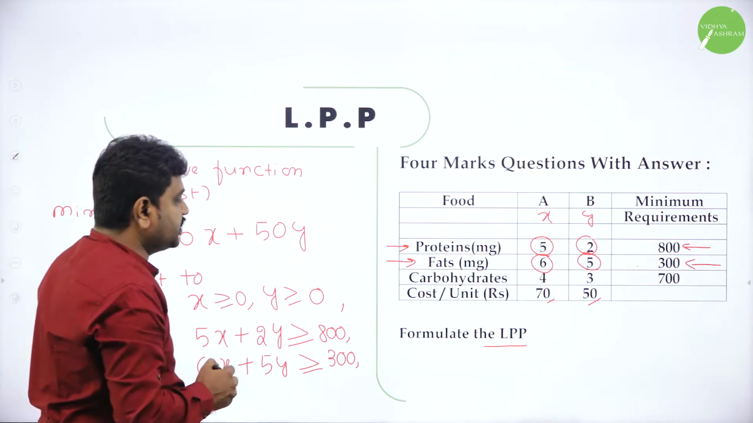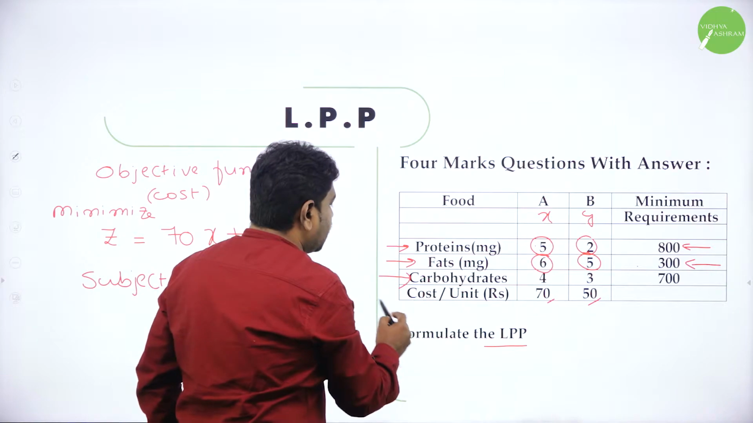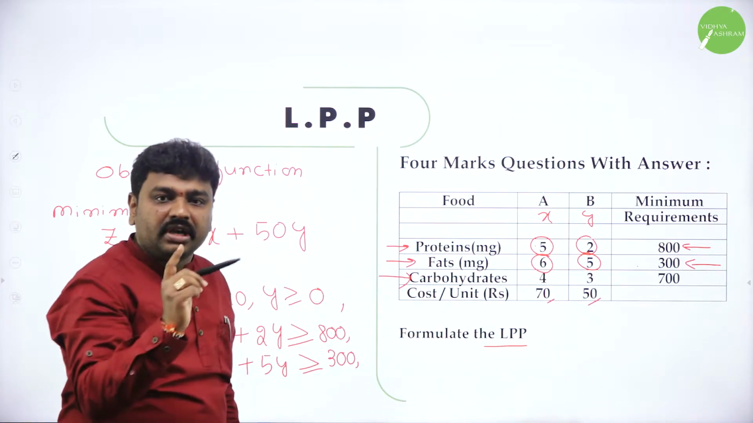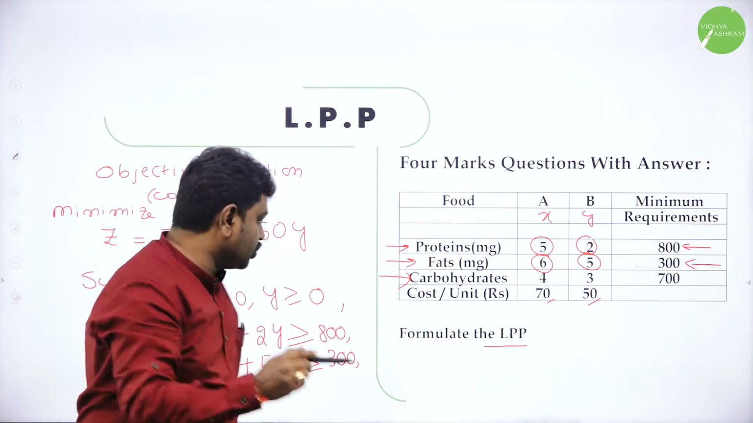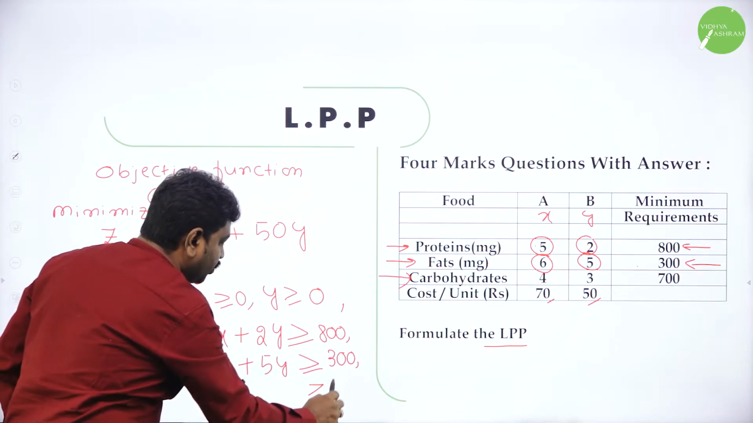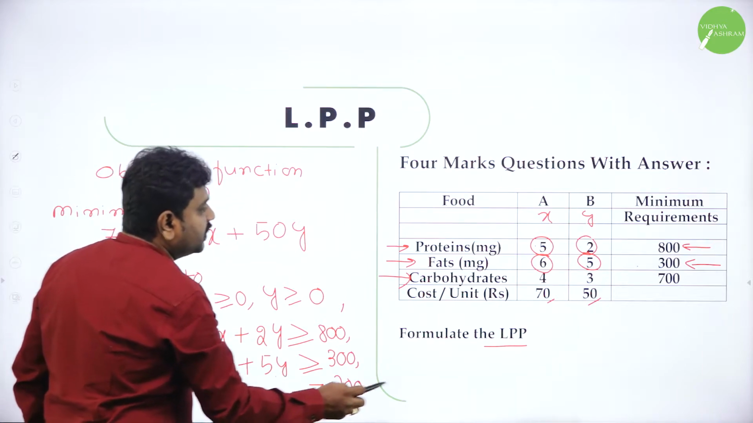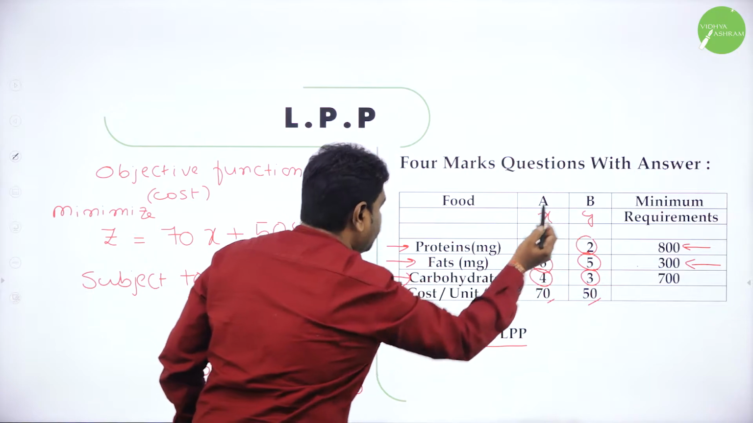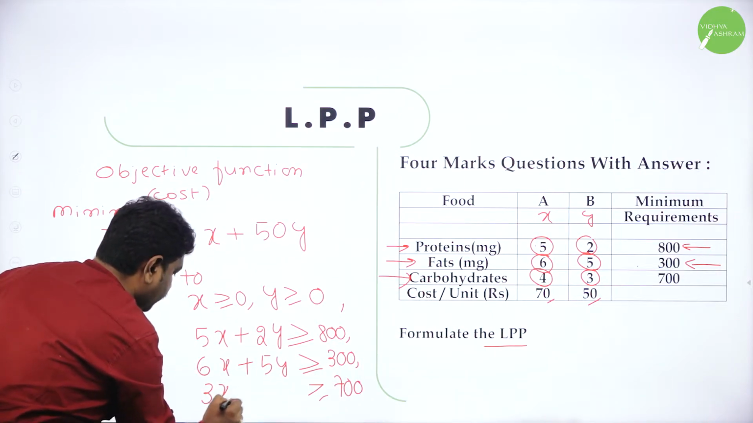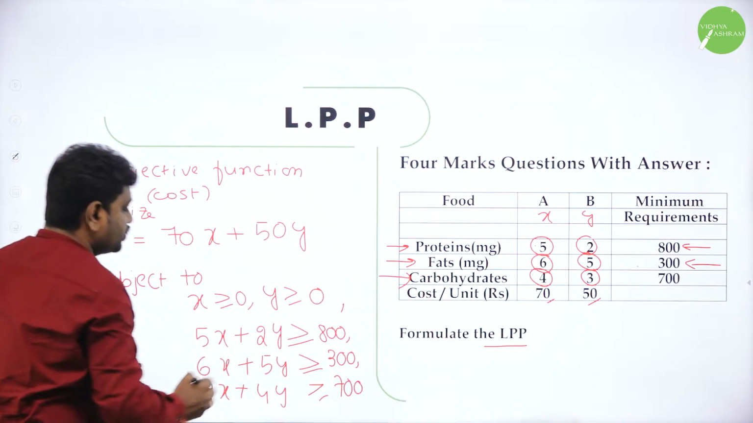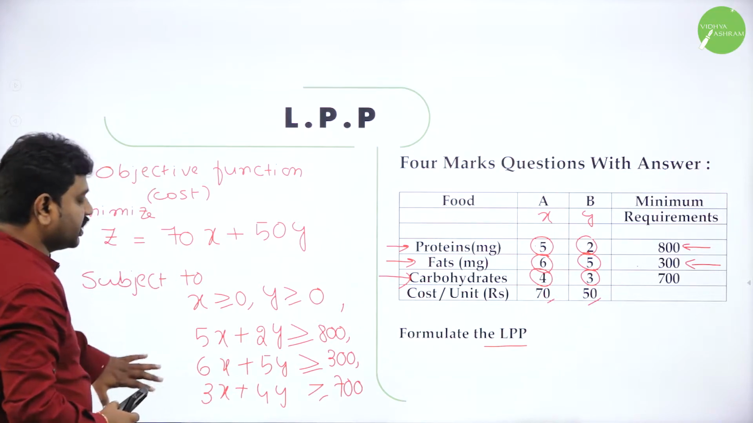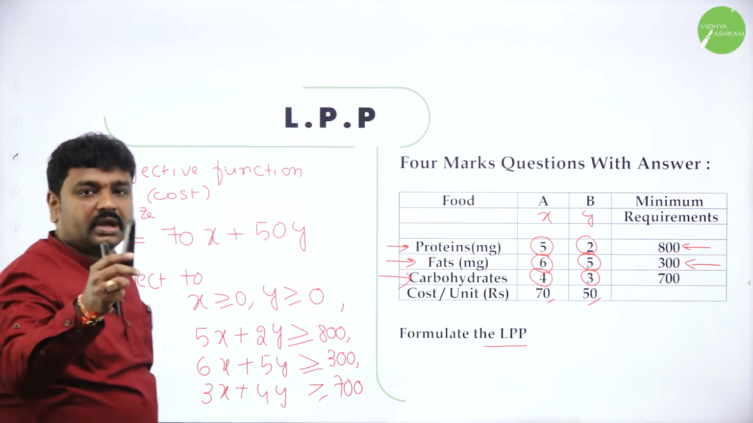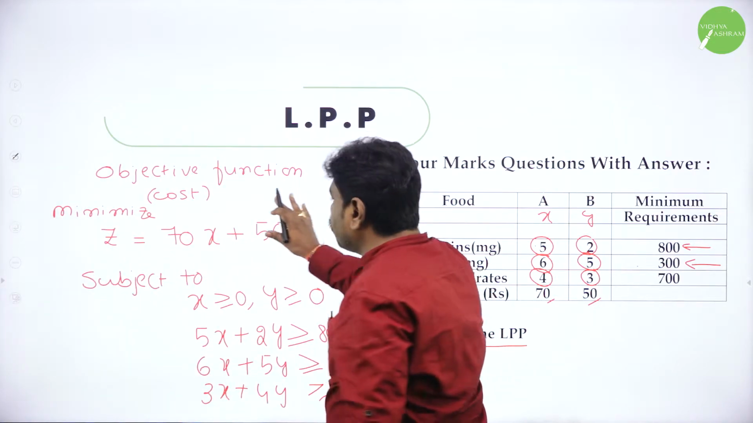And last condition is condition for carbohydrates. Carbohydrates after you mix should be greater than or equal to minimum 700. Minimum 700 means what? Carbohydrate should be greater than or equal to 700 after you mix. So when you mix the food, carbohydrates will be 3x because of food A, 4y because of food B. So 3x plus 4y greater than or equal to 700. So this is the linear programming problem. Whatever I wrote on the board is the linear programming problem. So this we have formulated.